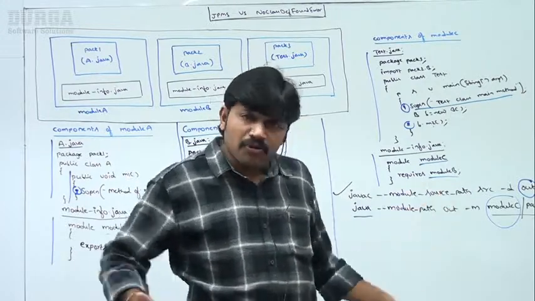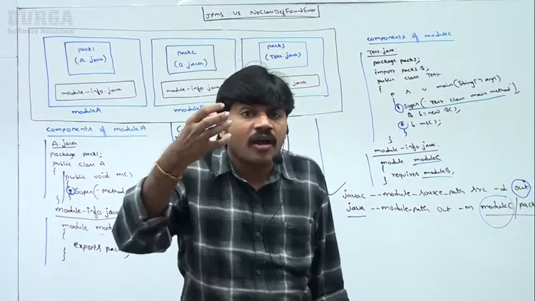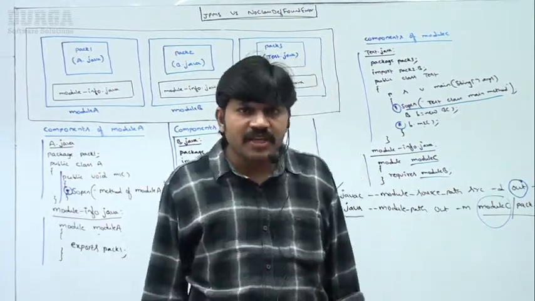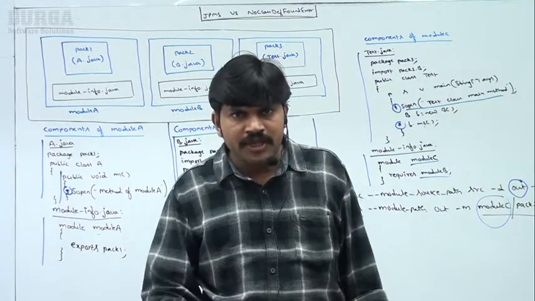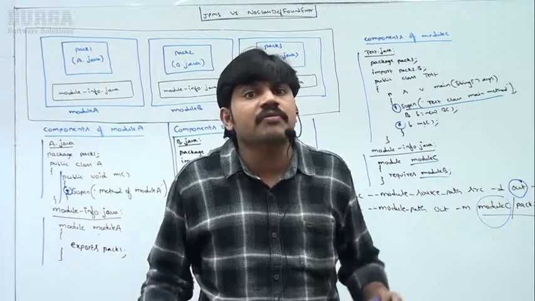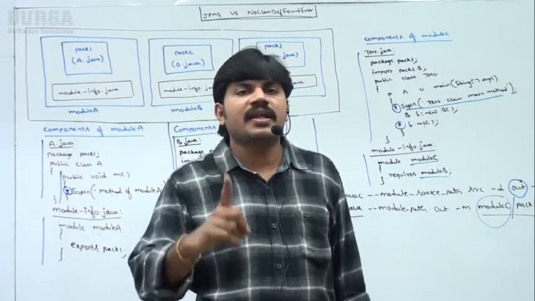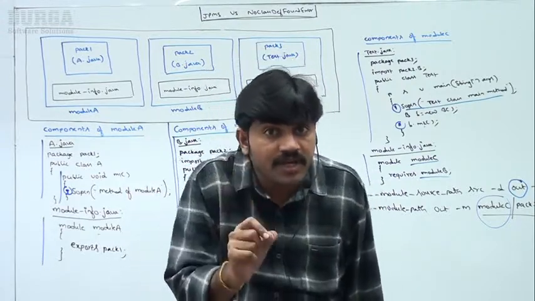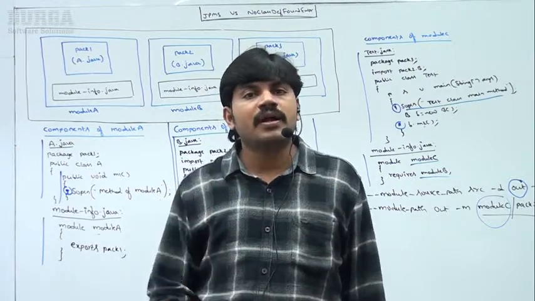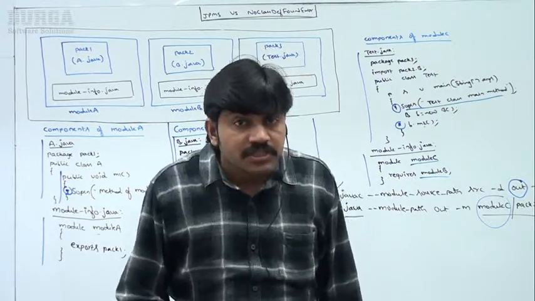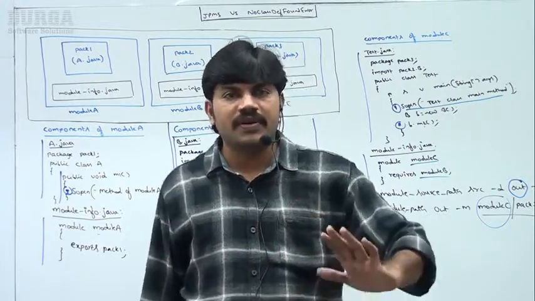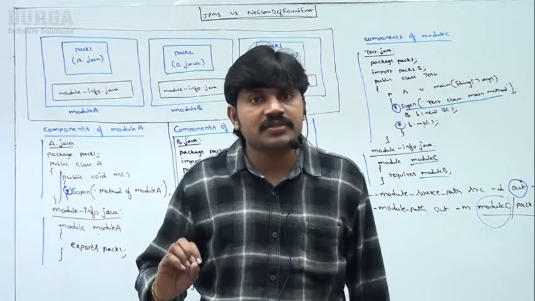Let me show it programmatically. But first, how can the JVM get all this information, that module C requires module B, which requires module A? Very simple. JVM collects this information from the module-info.java file. Clear for all of you, right? JVM always considers this information from the module-info.java file.